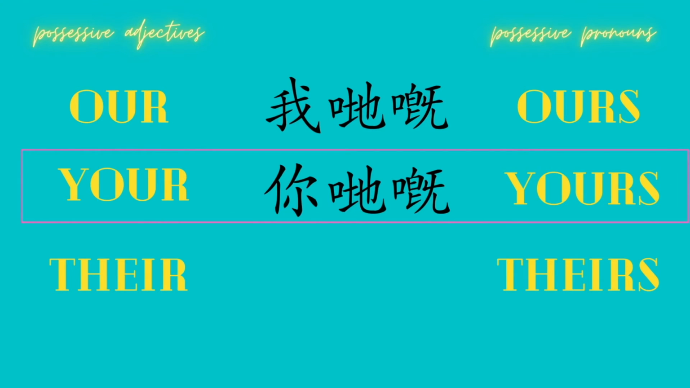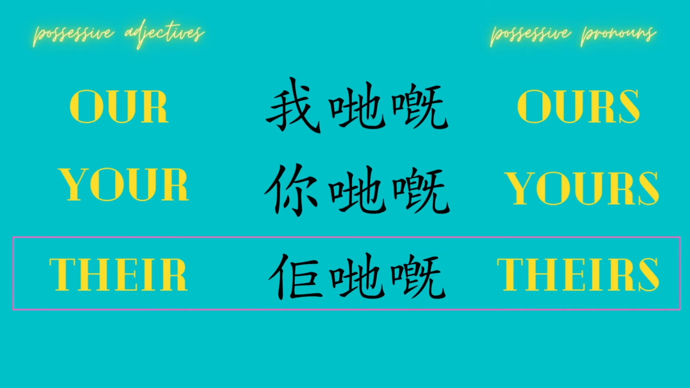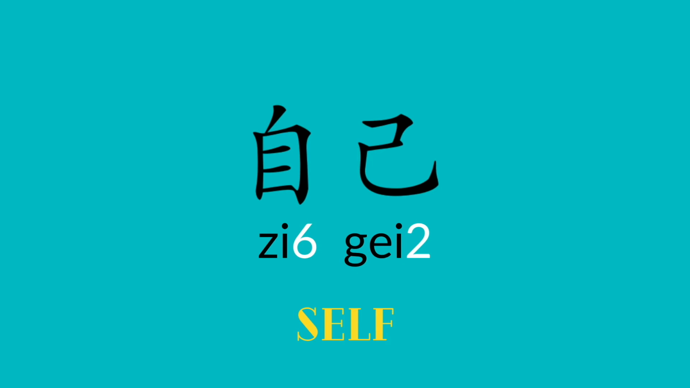and yours, we say 你哋嘅. For their and theirs, we say 佢哋嘅. Lastly, with reflexive pronouns like myself, we just need to swap 嘅 with 自己. 自己 means self in English.